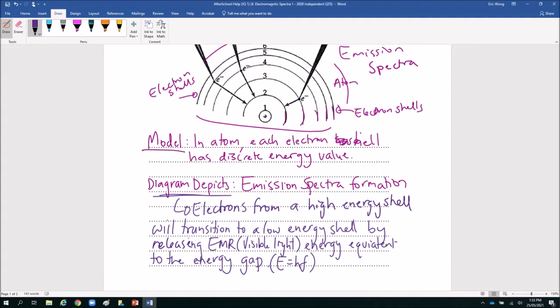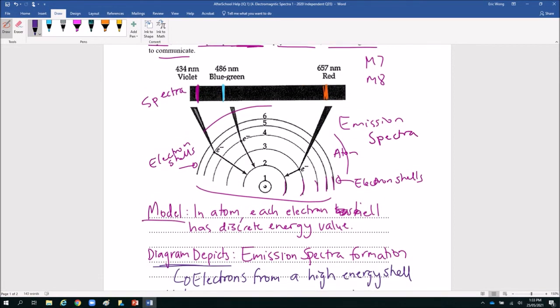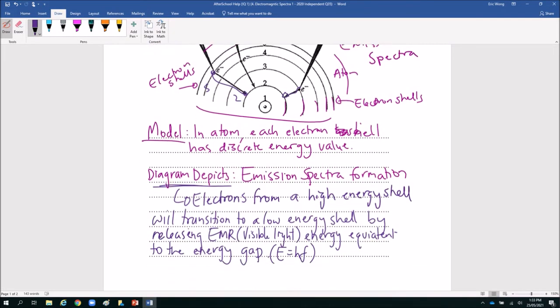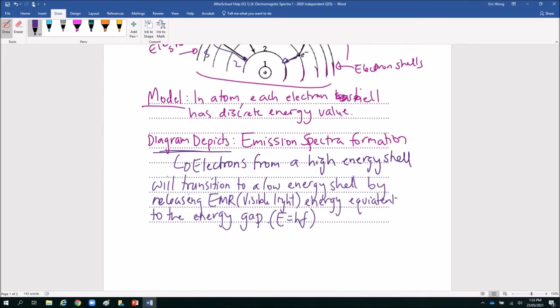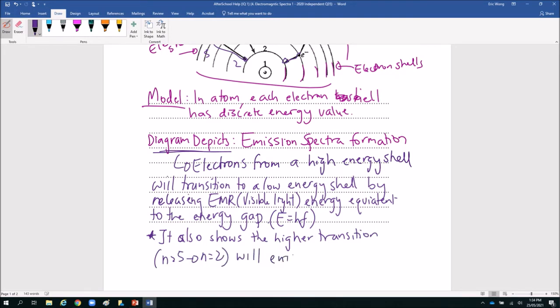What else is this diagram showing? Well, this diagram shows that for the violet light, it goes from a transition of 5 to 2, and that has a low wavelength. For red light, it has a transition from 3 to 2, and it has a high wavelength. Now we know that a high wavelength equals low energy, so that's another thing we can say. So it also shows the higher transition, for example, that N5 to N2 will emit electromagnetic radiation with a higher energy.